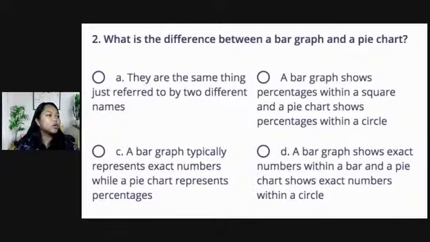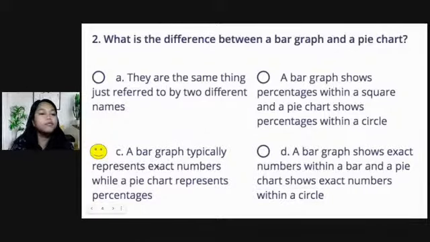Okay, going back to question number 2, this pertains to the different types of graph that we have. This is asking you the difference between your two types of graph, the bar graph and the pie chart. And the correct choice here is letter C. Tama po yung letter C.